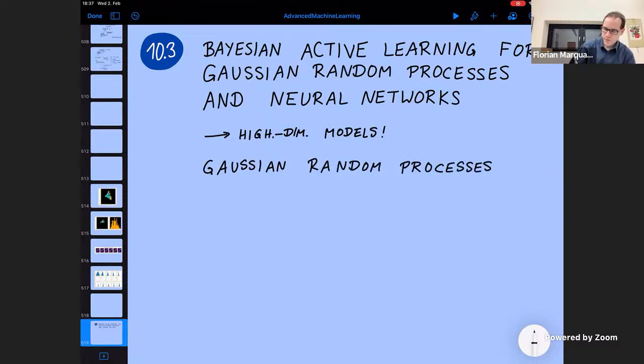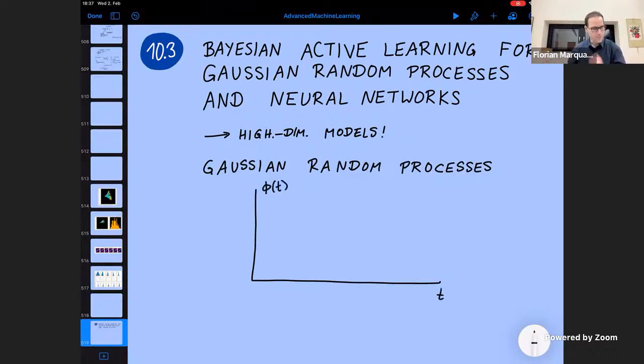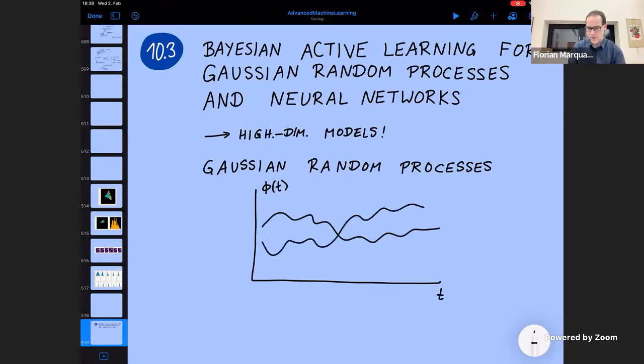So what we think of when we say Gaussian random process is we think of, say, a function of time, or a function of a space coordinate, it doesn't matter. And it is fluctuating. So one realization might look like this, another realization might look like this, and so on. So fluctuating functions. And in our language, we could say that each of these processes corresponds to a different lambda, but only if we consider lambda to be a high-dimensional vector.